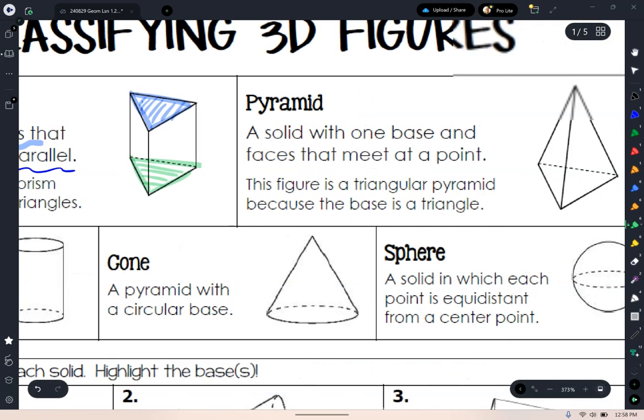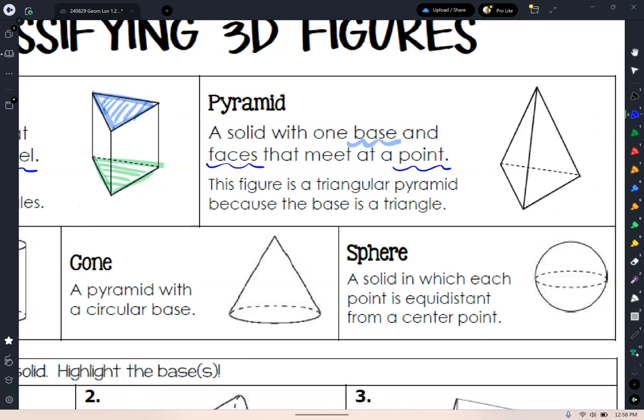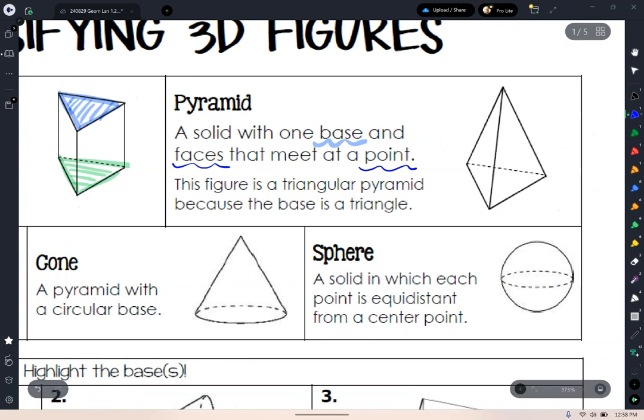All right, well, if we have a solid that has one base that contains faces that meet at a point, then that solid is called a pyramid. Prisms have two bases, pyramids have one base. Okay, so put your finger right now where you think the faces come to a point. Where do you think the faces come to a point? You should have put your finger right here.